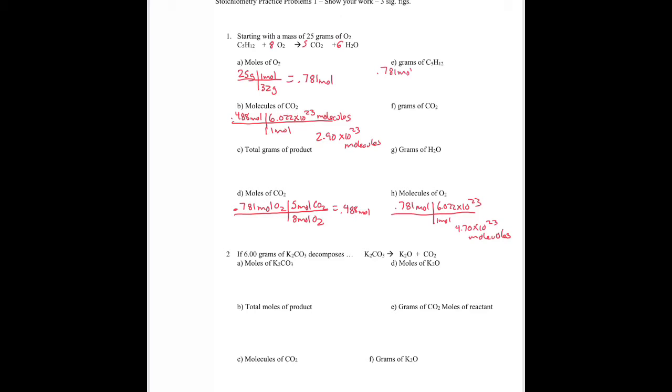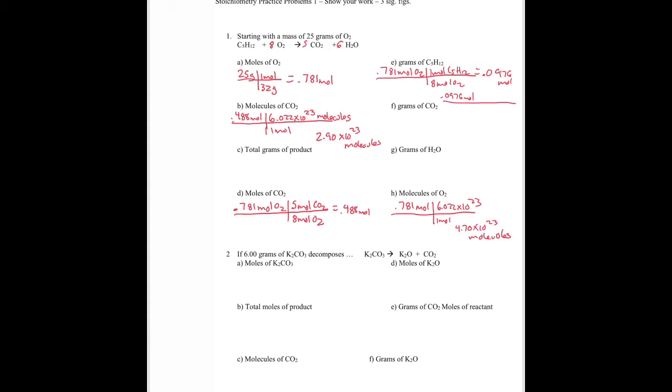So I'm going to do E next, which is my mass of C5H12. So first I have to find the moles of C5H12, so I take my 0.781 moles of oxygen that I was given, multiply it by the coefficient ratio of 1 mole of C5H12 to 8 moles of O2, and I get 0.0976 moles of C5H12.